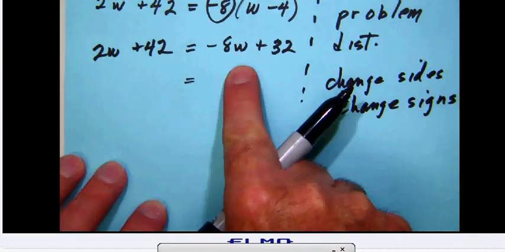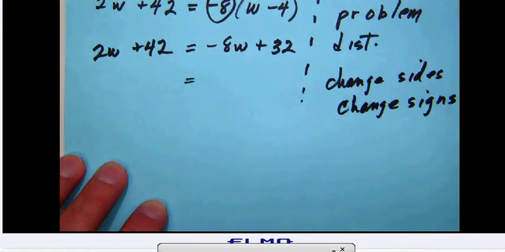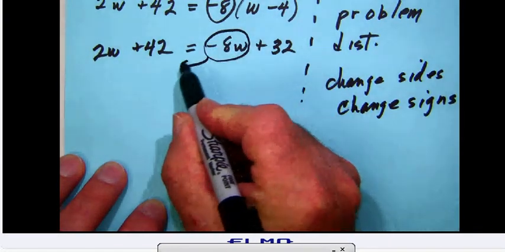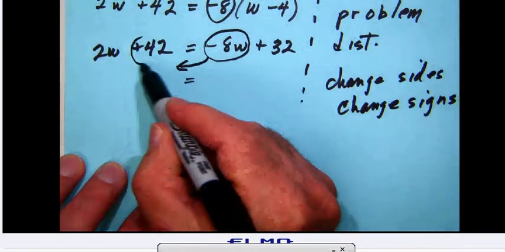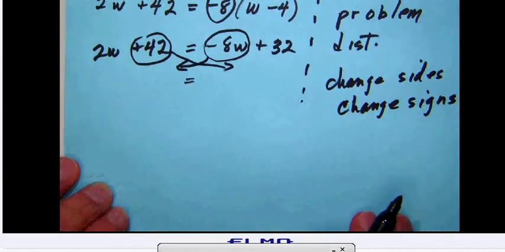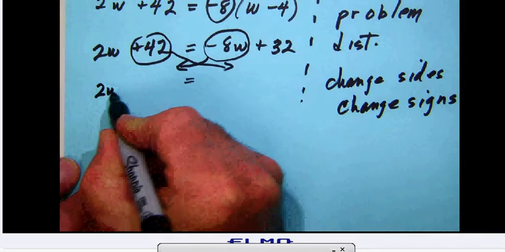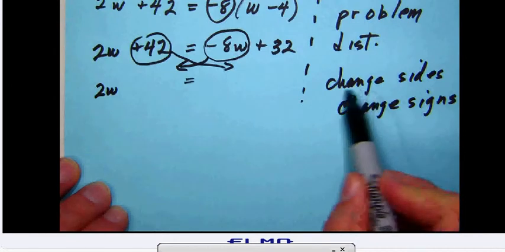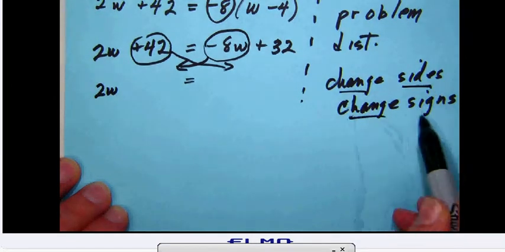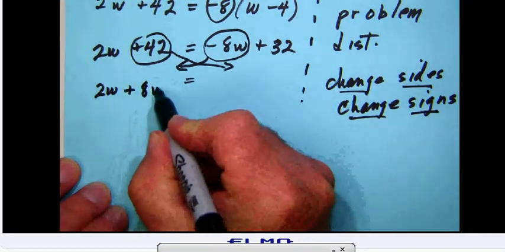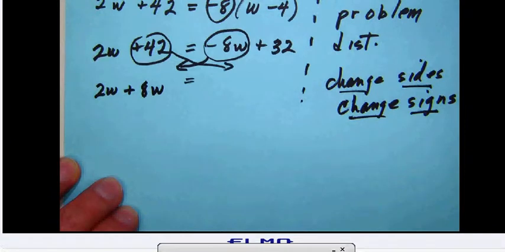We're going to move all of the letters to the left-hand side. We're going to move all of the numbers to the right-hand side, which means that this negative 8W is going to go that way. This positive 42 is going to go the opposite direction. So let's go ahead and write a step to handle that. First of all, we have the 2W, which was already here. But on this negative 8W, we're going to change sides with that as well as change signs. So the negative 8W is going to become a positive 8W on the left-hand side.